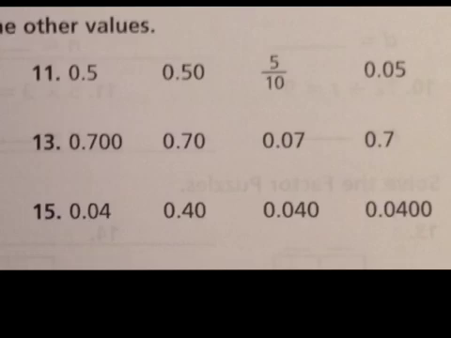Do the same thing with this column where you're looking at the same place value, and right away here I see, oh, this is 5 tenths. This has a 0, so that one is not equivalent. And go ahead and do 13 and 15 on your own.